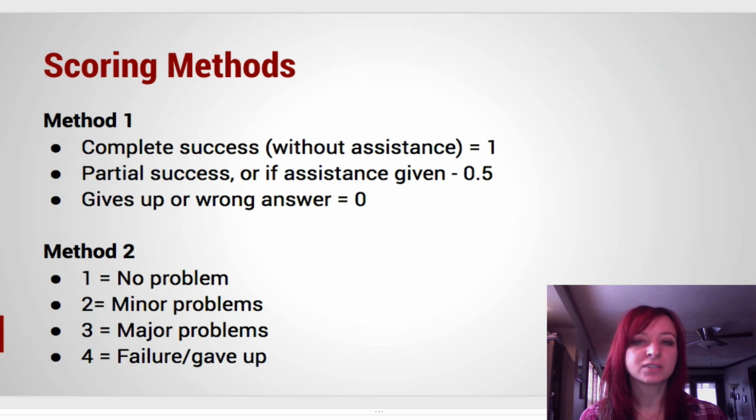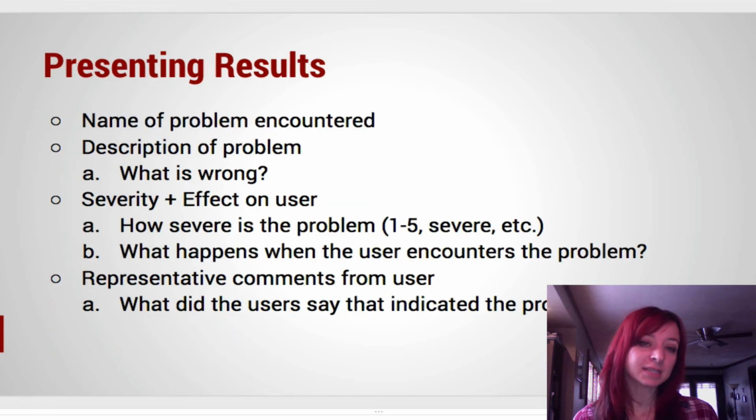And this will help you understand for different tasks, what could most people do? If you're closer to 1, it means people could do the tasks. If you're closer to 0, it means they struggled. Last but not least, presenting the results.